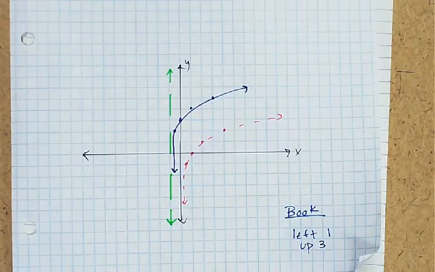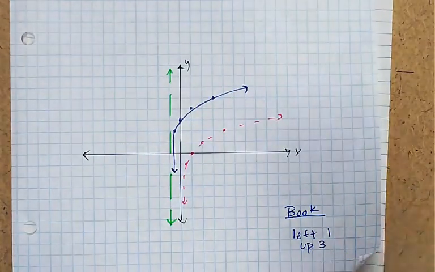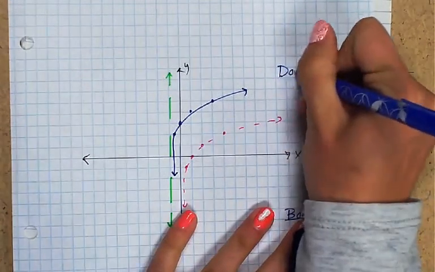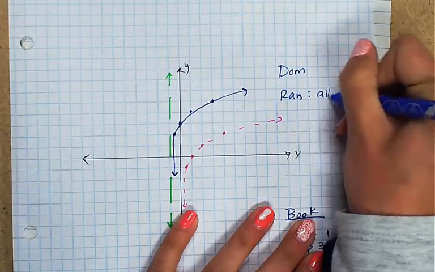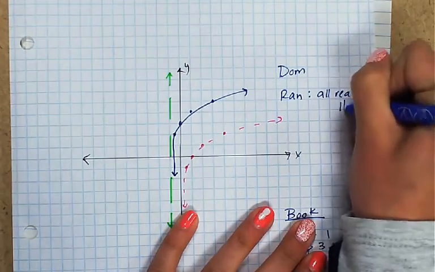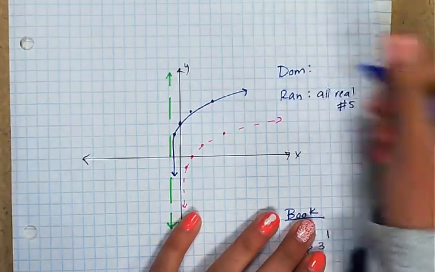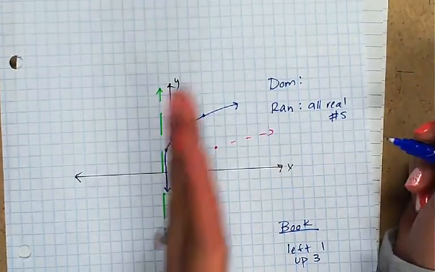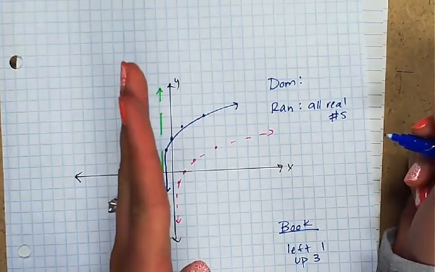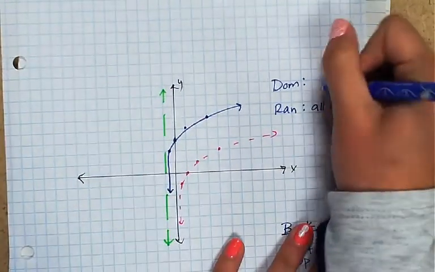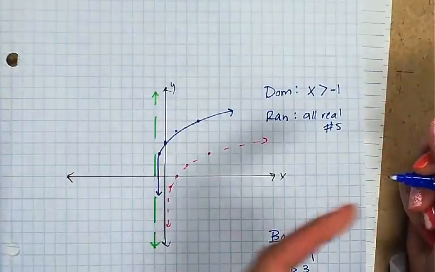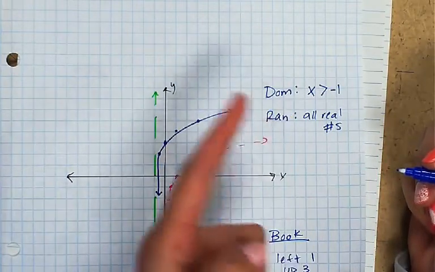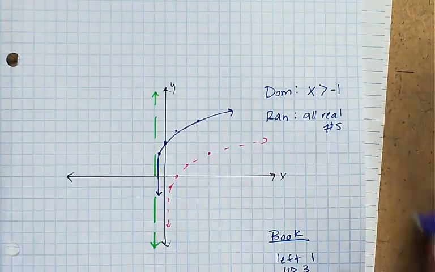Okay, so now the domain and range of this function, range is always all real numbers on logarithms. The domain, since we shifted it to the left one, that means now our domain is x is greater than -1. So it's basically wherever your asymptote is, you'll just put x is greater than whatever the asymptote is.